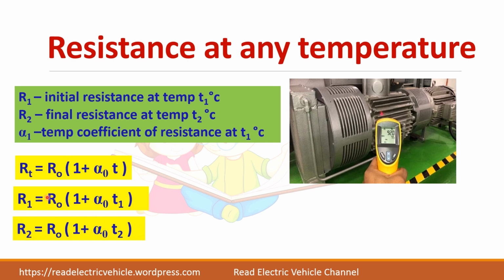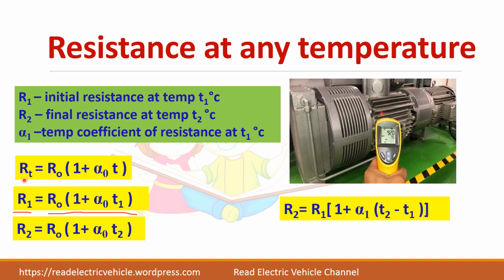If I don't know R naught, what I can do is divide these two. So R naught gets cancelled, and from that you can get a relation. Similarly, you can do one thing. The same formula you take.